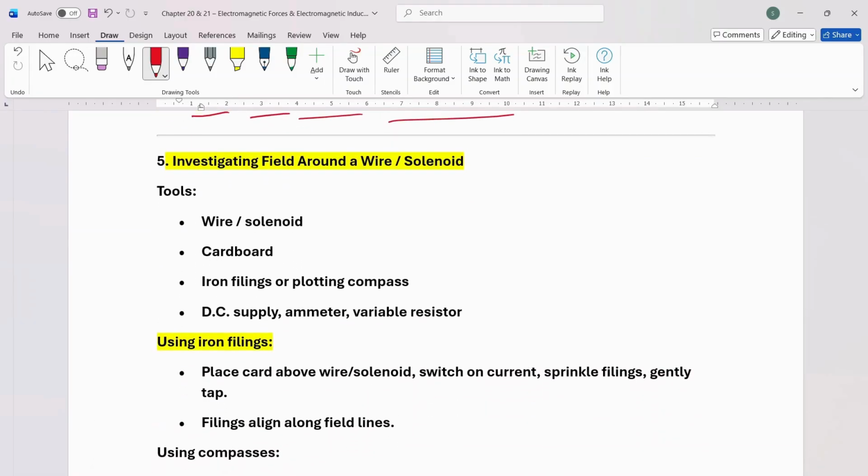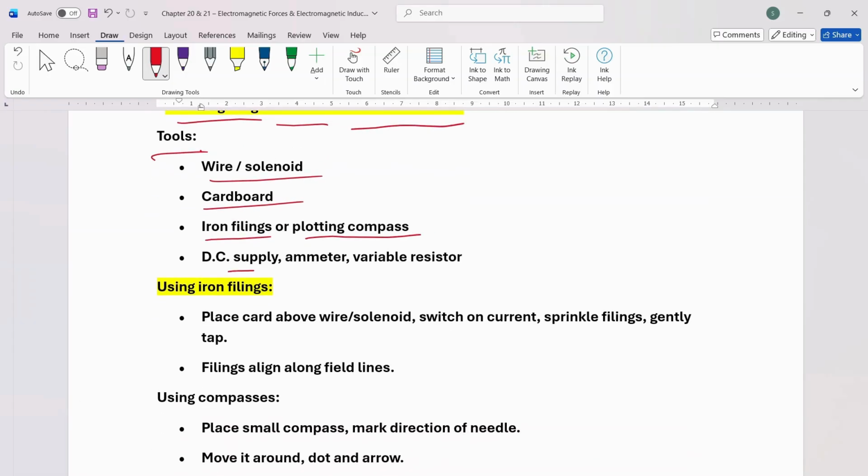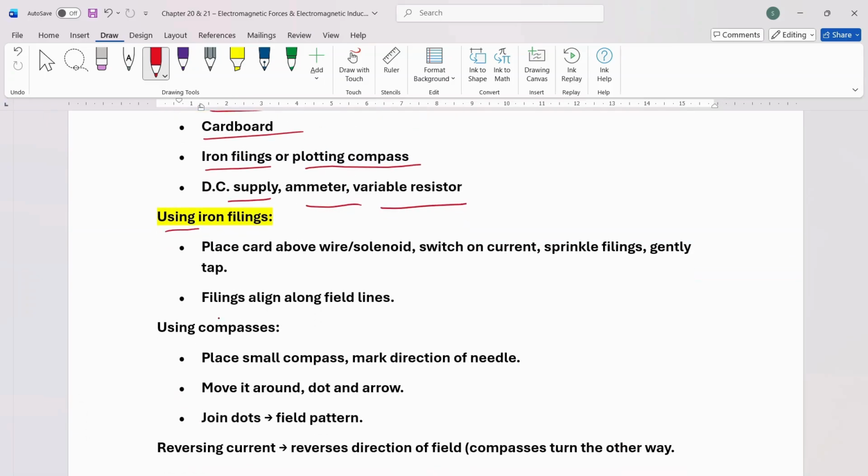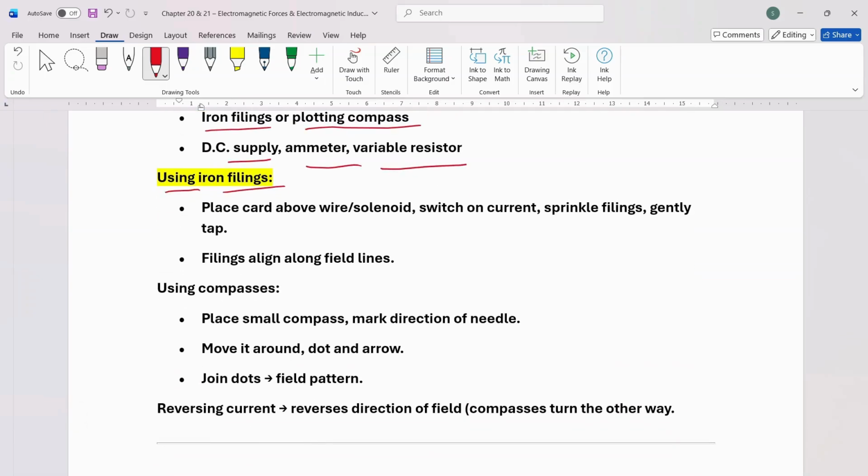notes. Now, investigating the field around a wire and a solenoid. Tools that we have: wire, solenoid, cardboard, iron filings or plotting compass, DC supply, ammeter, and variable resistor. Using iron filings, place the card above the wire or solenoid, switch on the current, sprinkle the filings, and gently tap. The filings align along the field lines.